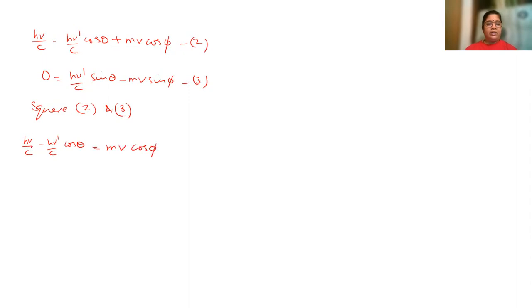So what can I do? I can take h as common. h times nu minus nu dash cos theta is equal to, I can take the c here, mvc cos phi. Now I shall square this equation. So what do you get? h square, and the whole square, a minus b the whole square: nu square minus 2 nu nu dash cos theta plus nu dash square cos square theta is equal to m square v square c square cos square phi. Let us call this equation 4.